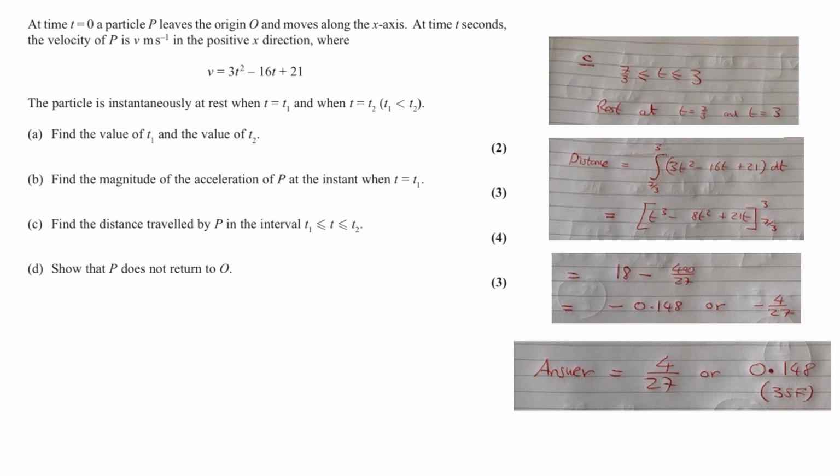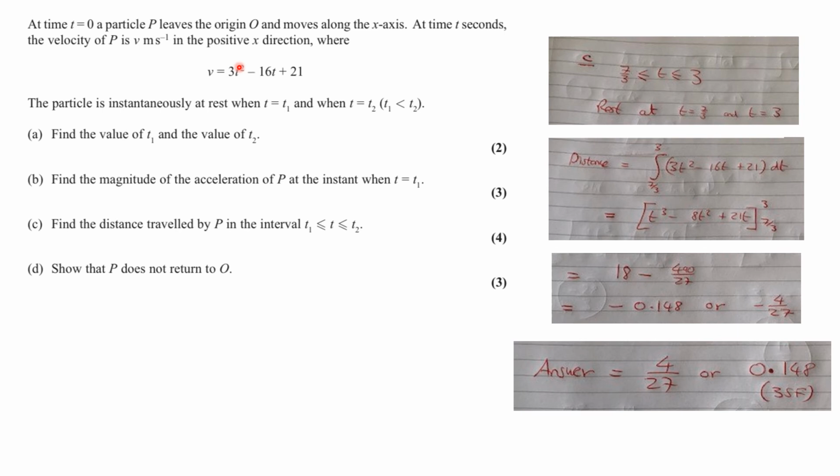Right, part D. Perhaps this is the trickiest part of the question because it's not so obvious what the question's really requiring you to do. So let's read this question and actually pick it apart. Show that P does not return to the origin. Where have we read about the origin? Up here. A particle P leaves the origin. So the origin is where we start.